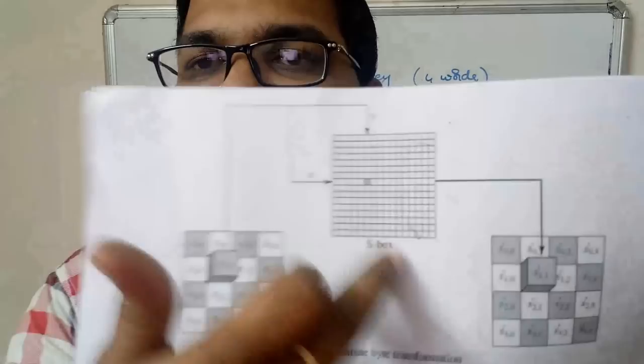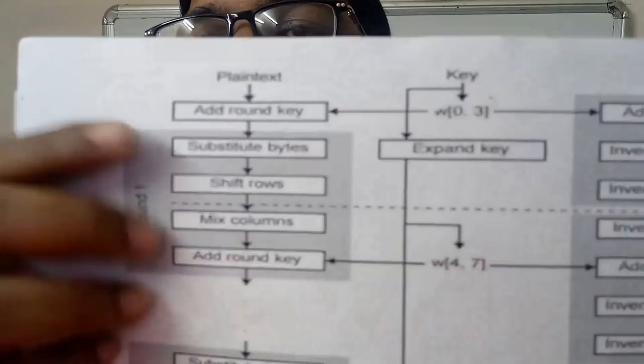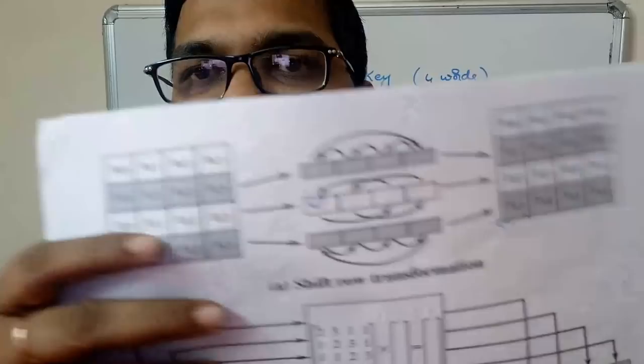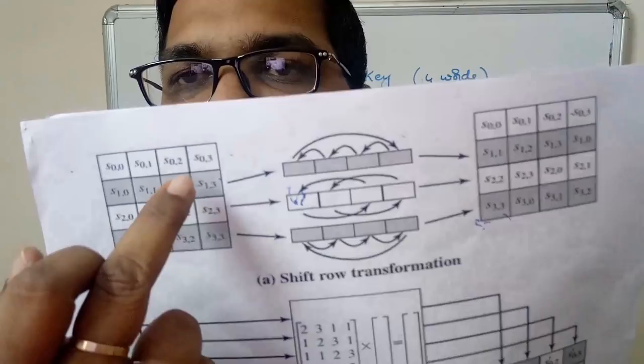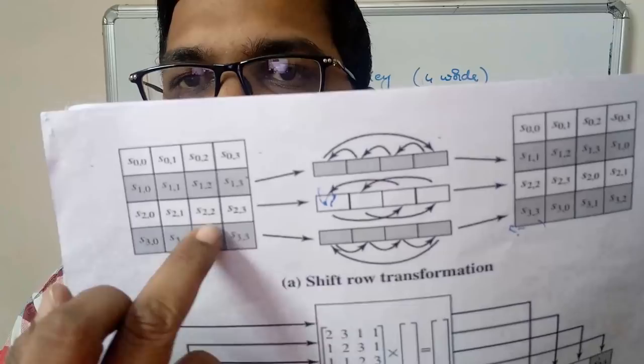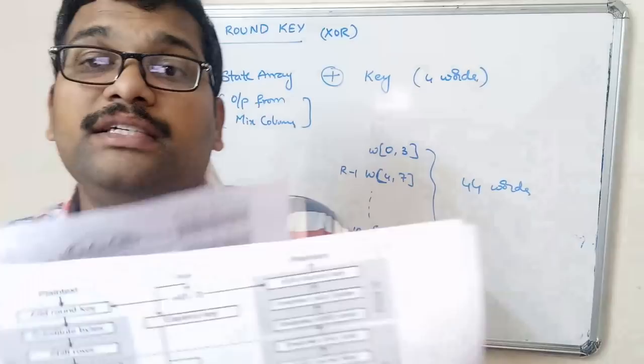After applying the S-box, the output will be given as input to the shift rows. Depending upon the row number, we have to apply the circular shift. So row 0 will not be shifted, row 1 will be shifted by 1, row 2 by 2, and row 3 by 3. After applying this shift operation, we have to give the input to the mix columns.